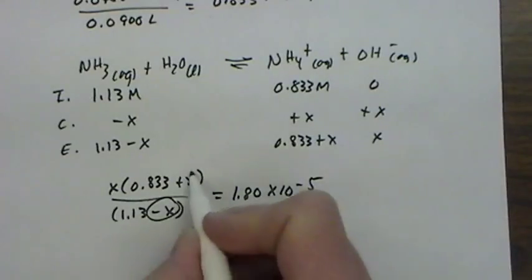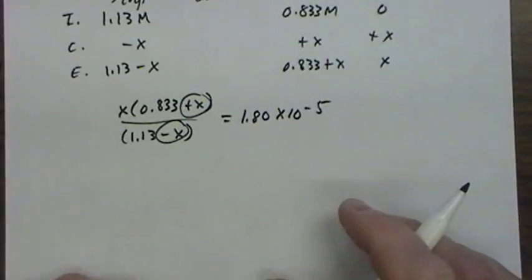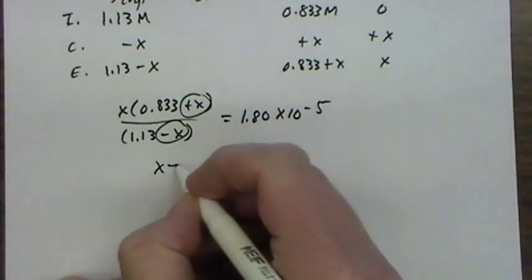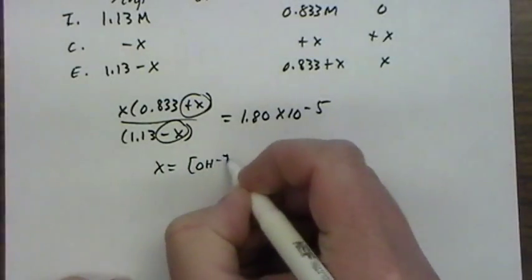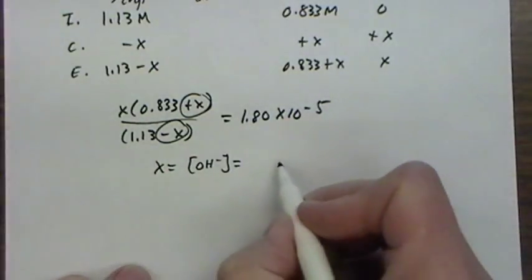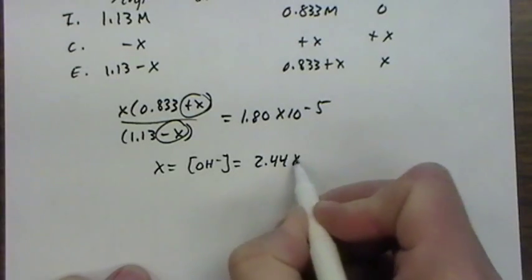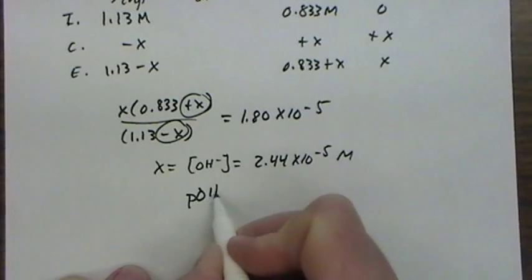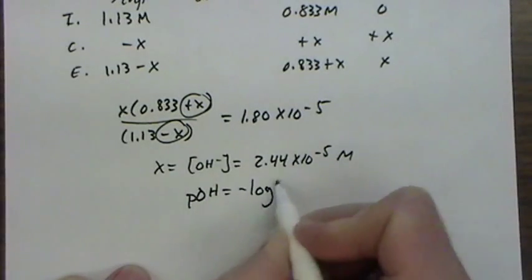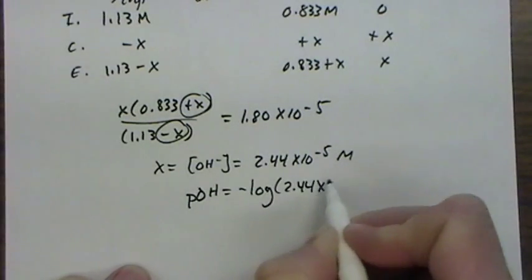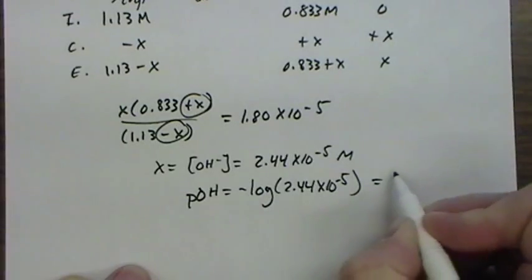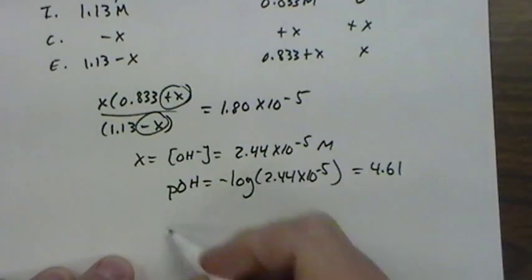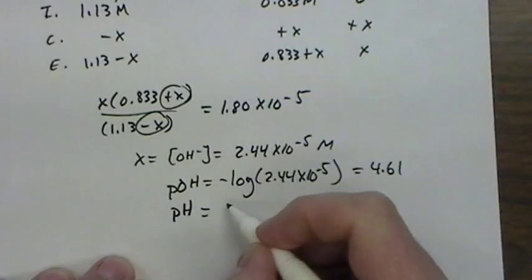Now the approximation does hold. You can double check it to be sure, but it definitely does. X is the concentration of OH minus. Be careful with that. We're dealing with a base here. So if you take the negative log of this concentration, we end up with 4.61, which is pOH. We wanted pH. So be careful.